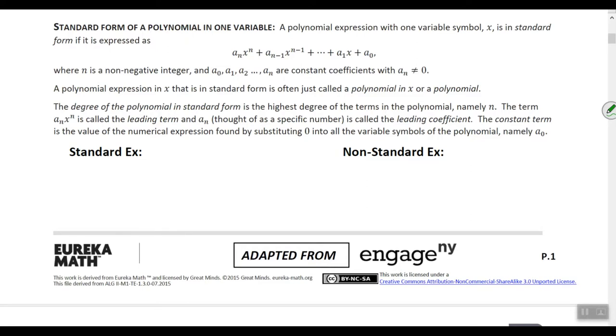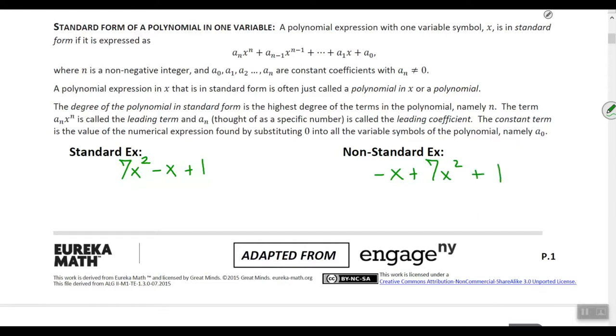So for example, if I have 7x squared minus x plus 1, okay? These exponents, 2 and then, it's not written, but it's a 1, okay? 2 and then 1 and then 0, okay? There's no variable there. That's in descending order, so that is in standard form, okay? It would not be standard form if I wrote, let's say, negative x plus 7x squared plus 1, okay?